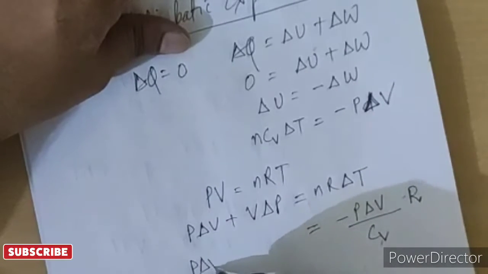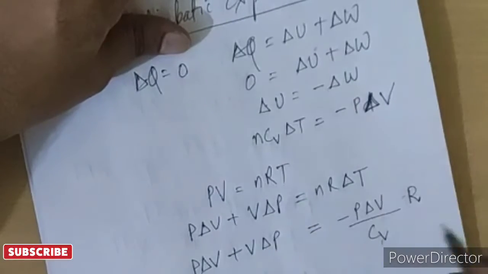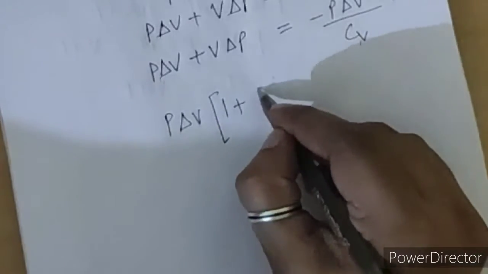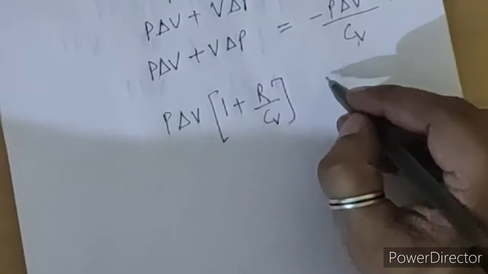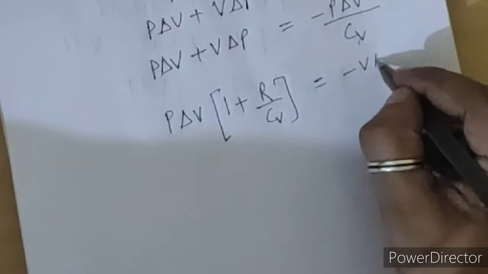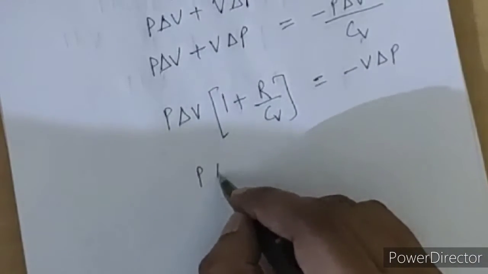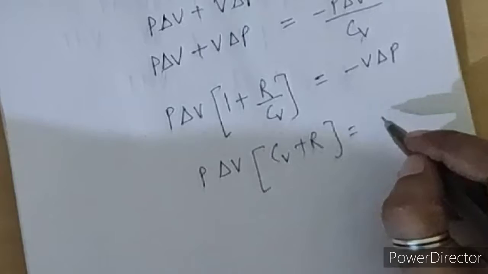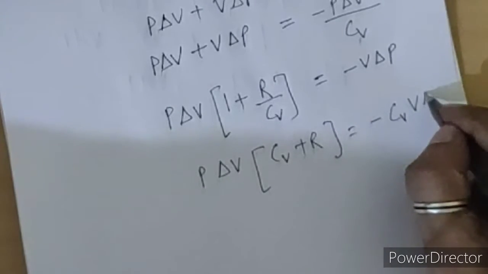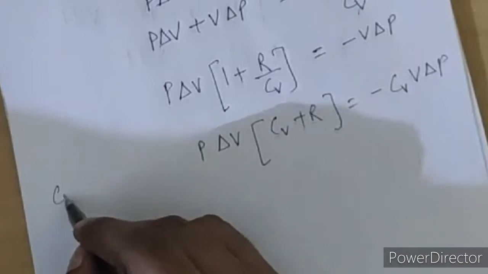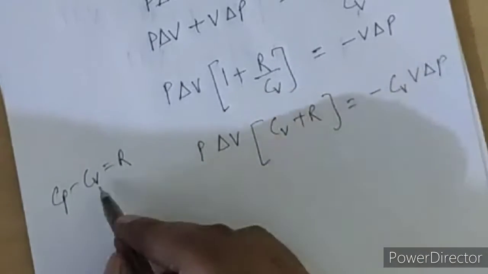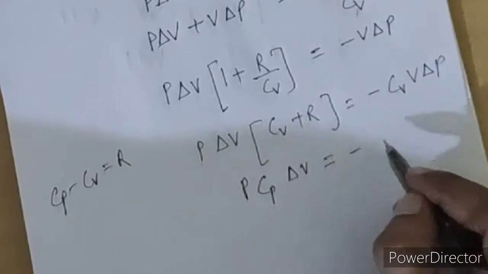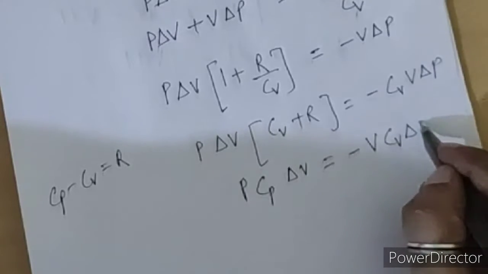So this becomes P delta V plus V delta P. Now if you take it this side, P delta V common, 1 plus R by Cv is equal to minus V delta P. This becomes V delta P, Cv plus R is equal to minus Cv V delta P. We know Cp minus Cv is equal to R, so R plus Cv becomes Cp. So P Cp delta V is equal to minus V Cv delta P.